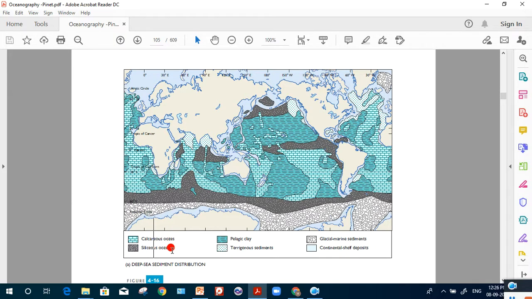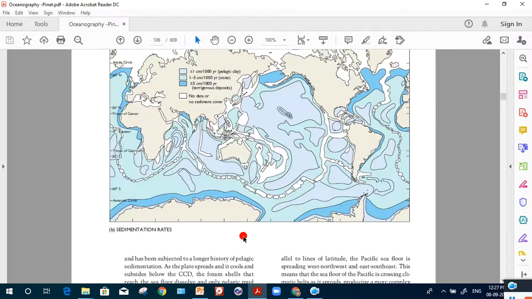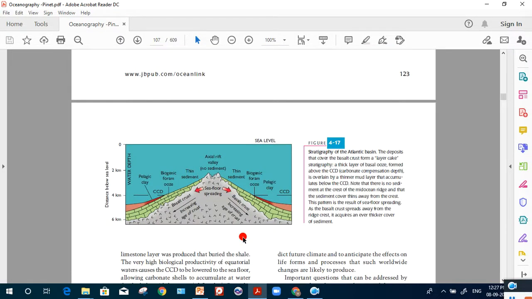In unit 3 you will see that word used, ooze. So it is here. And the continental shelf deposits and terrigenous sediments. Within the ocean there are various regions where different types of sediments are found. We will study about this because we have to find the microfossils within these sediments only.